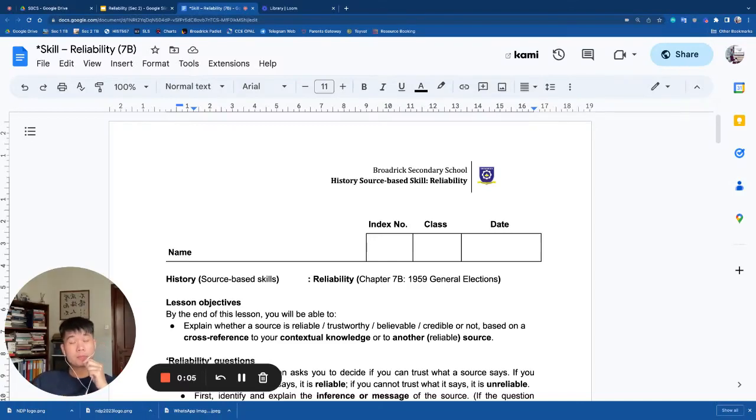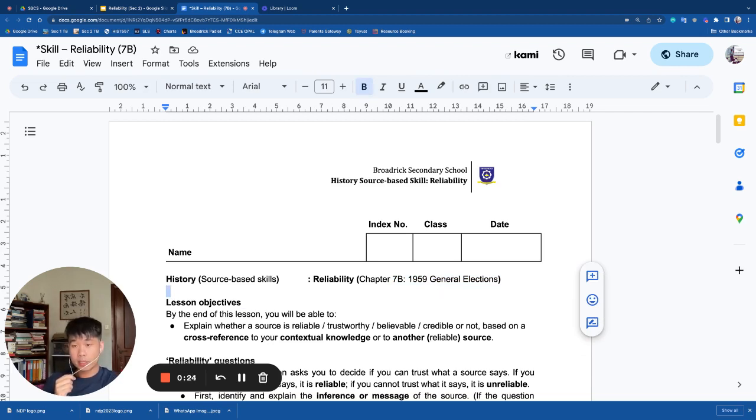This is Mr. Seow, and today I will teach you a lesson on the source-based scale of reliability. Before we begin, make sure you have the reliability skills notes with you. The notes are on Chapter 7b, the 1959 general elections.